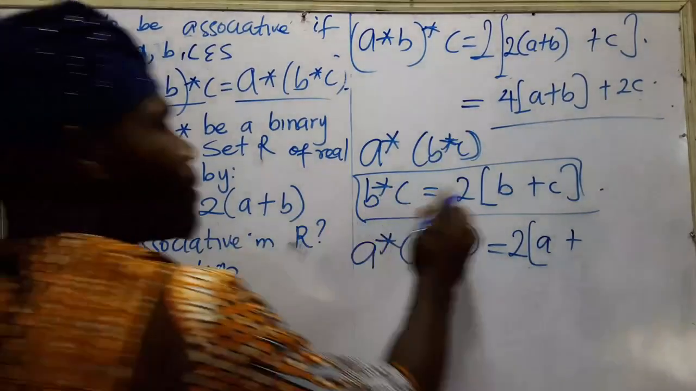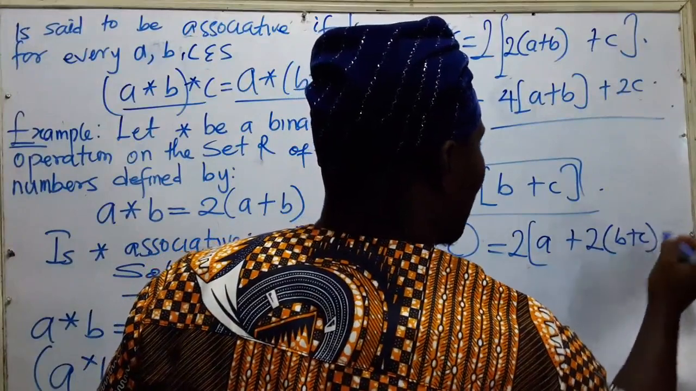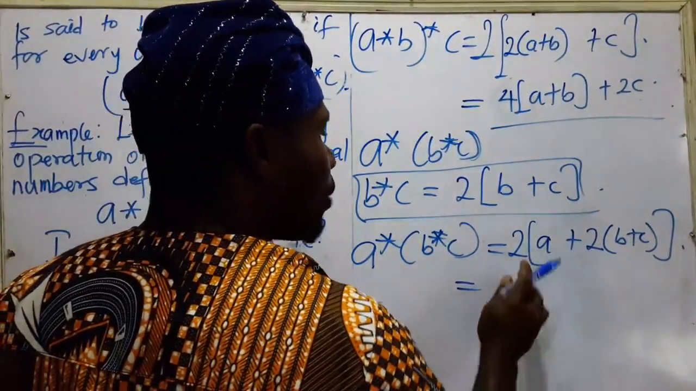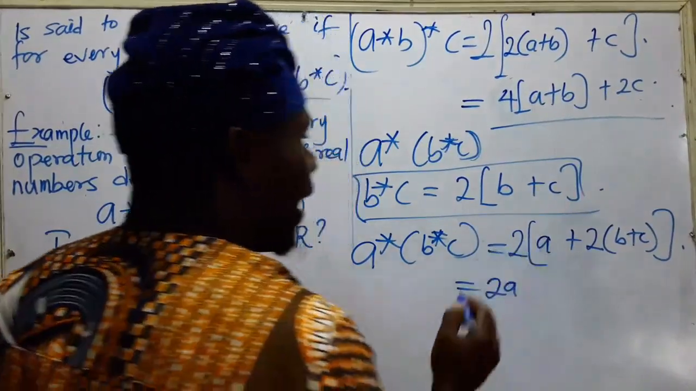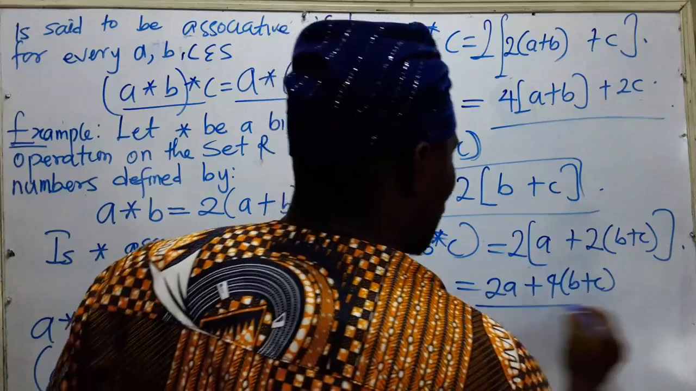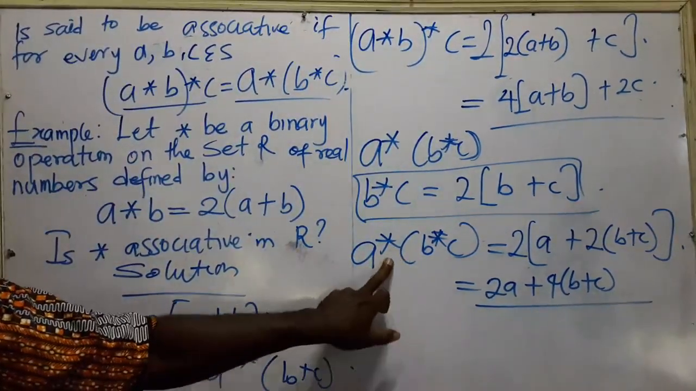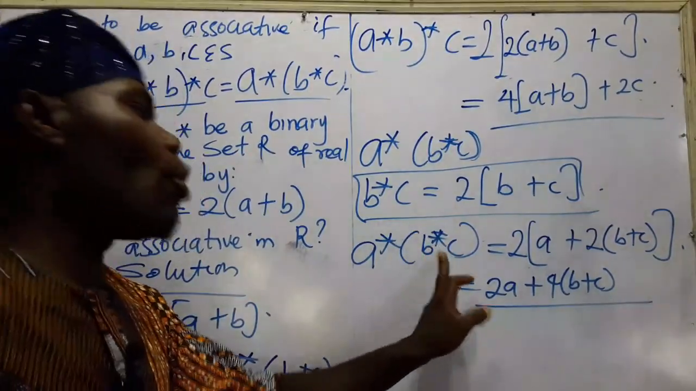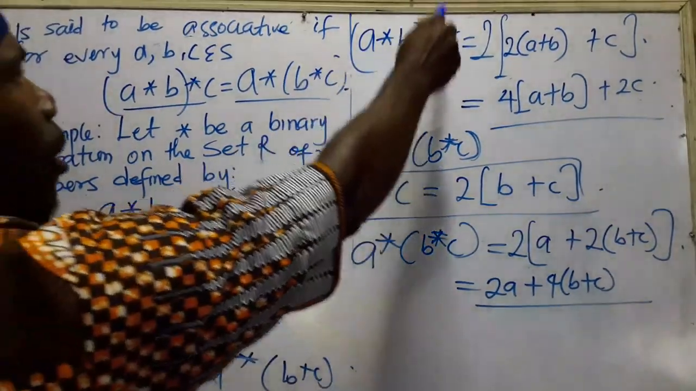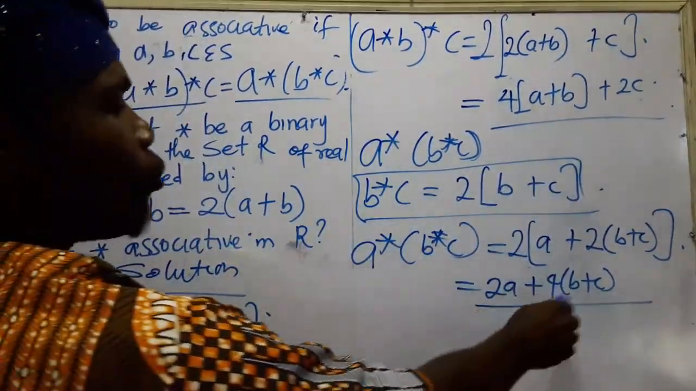And what is B operation C? Which is 2 brackets B plus C, total bracket. So let 2 multiply, we have 2A plus 4 onto B plus C. So now, this is A operation, bracket open, B operation C. Now recall that A operation B operation C is 4 onto A plus B. But here it is 4 onto B plus C.